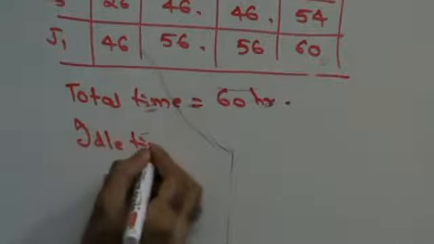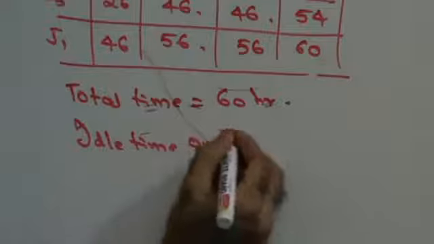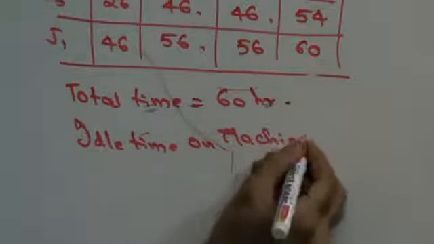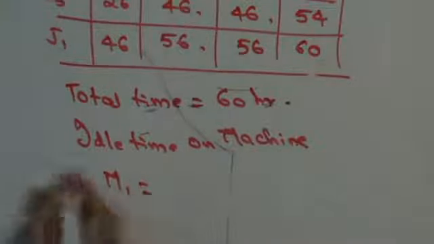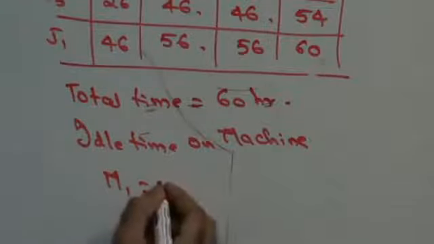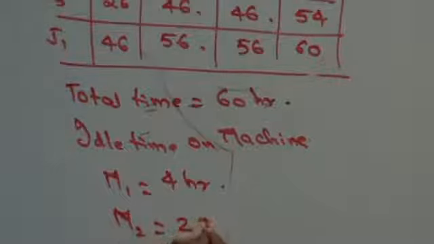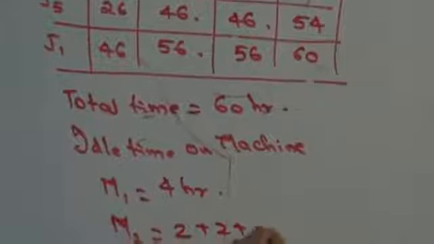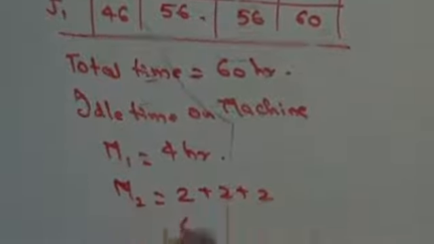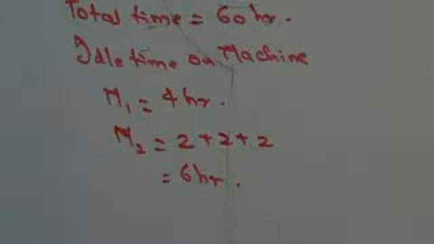Idle time on machine M1 is the last 4 hours, because M1 had finished its work by 56 hours and the total work was completed in 60 hours. Machine M2, the initial 2 hours, from 44 to 46 it was idle, from 54 to 56 it was idle. So 6 hours idle on machine M2.